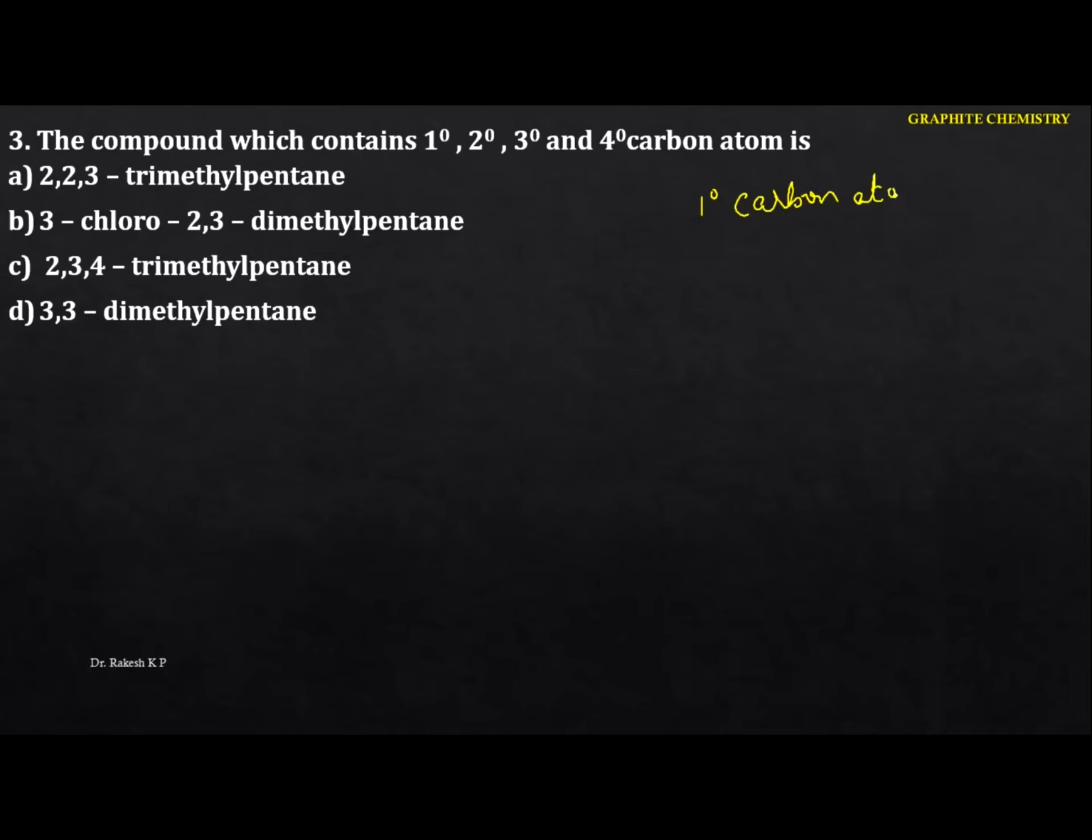So how to identify? If the carbon is attached to 3 hydrogens, you are going to call it the primary carbon atom. If it is the secondary carbon atom, it contains 2 hydrogens. If it is tertiary, it contains 1 hydrogen atom. If it is quaternary, we don't have any hydrogen, that means 0. It is attached to different alkyl or other groups, but it does not contain hydrogen. That means we don't have hydrogen in the quaternary carbon atom.